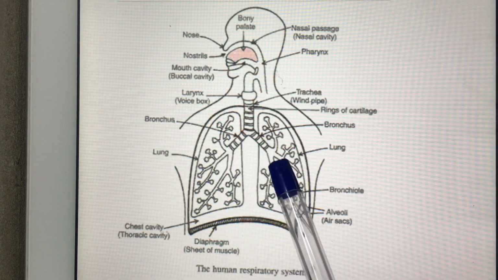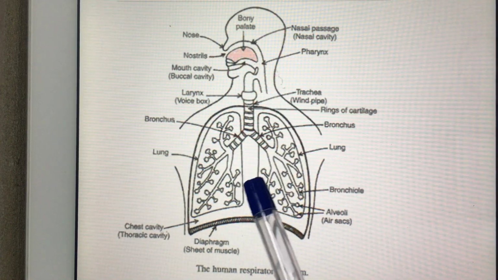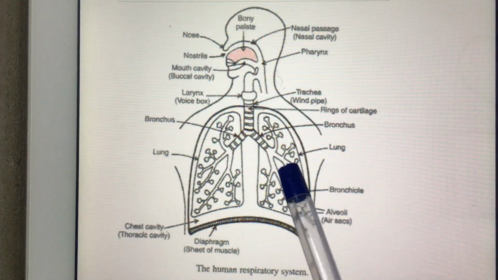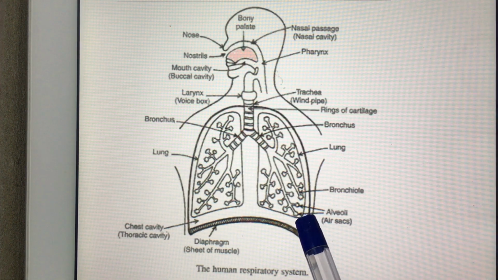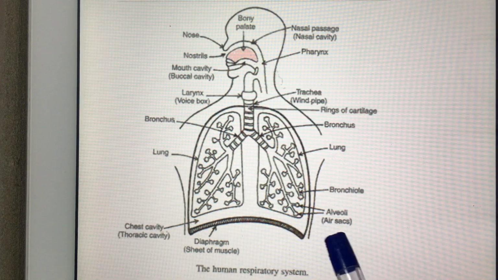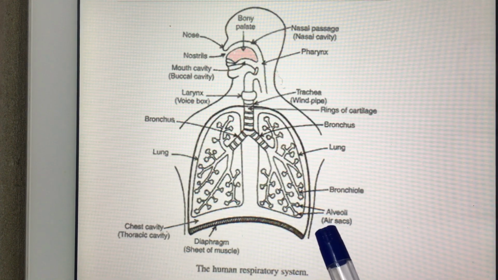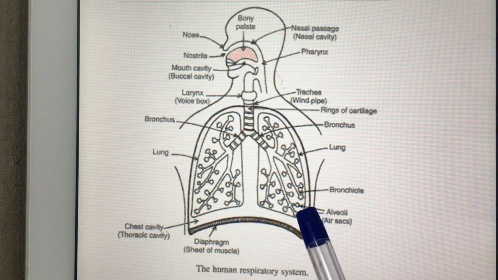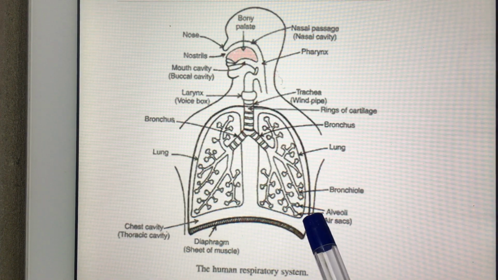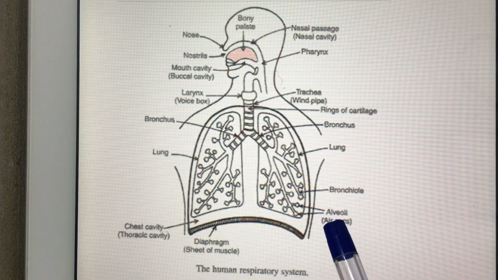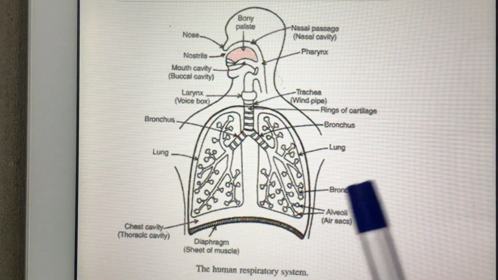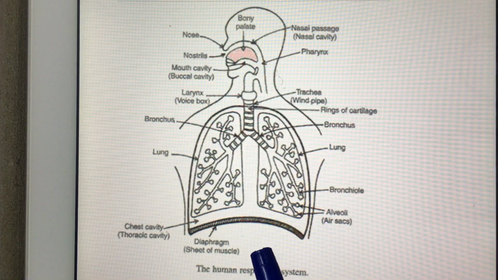Now this trachea divides into two bronchi, and these bronchi divide into bronchioles. At the end, there are alveoli. Alveoli are air sacs where the air is exchanged with the blood. So the oxygen passes through the walls of the alveoli and then into the walls of the blood vessels, to the blood. From there, carbon dioxide gets into the alveoli by the same process of diffusion.